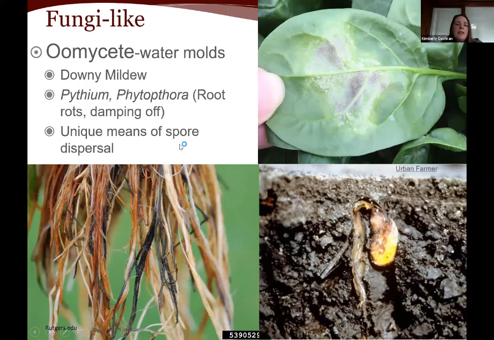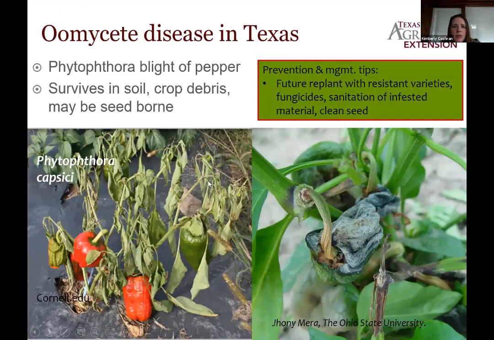Now, oomycetes typically have a very unique means of spore dispersal. They're a little different than fungus. You know, the things we've looked at before have had passive spore dispersal, so like wind and rain, but oomycetes actually have both passive and active spore dispersal. They do make multiple types of spores. Some dispersal is passive, but the ones we're going to really focus on today are active dispersal zoospores.